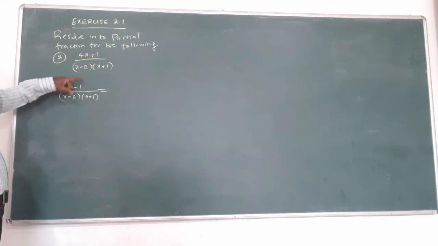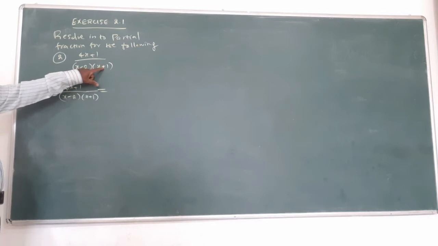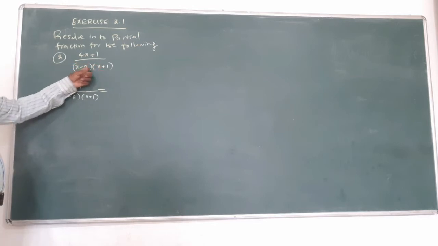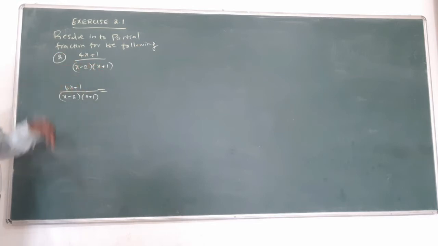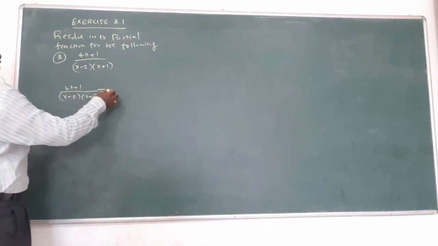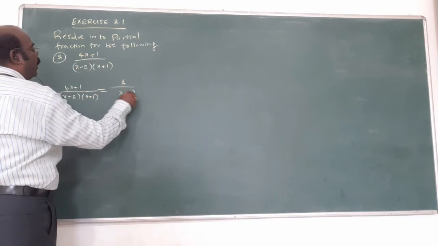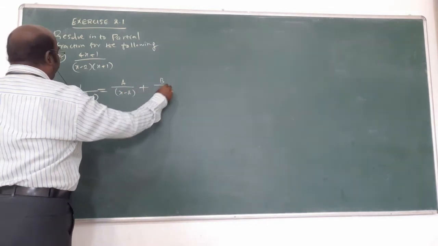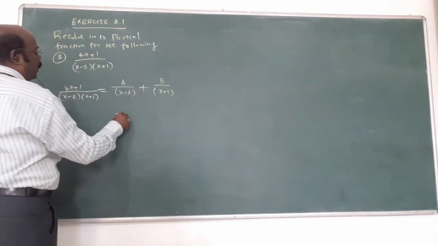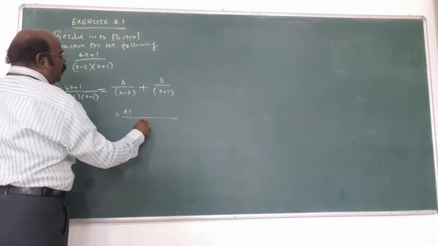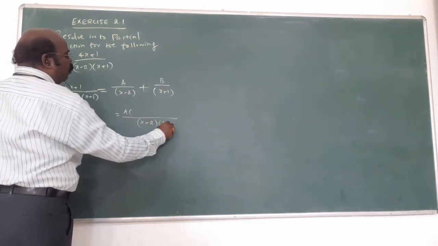Now the next question: 4x plus 1 divided by x minus 2 times x plus 1. The question is a product of two linear factors. It's a very simple concept. With only two linear factors, it is A by the first factor plus B by the second factor. The same thing. What is the LCM? x minus 2 and x plus 1 is the LCM.